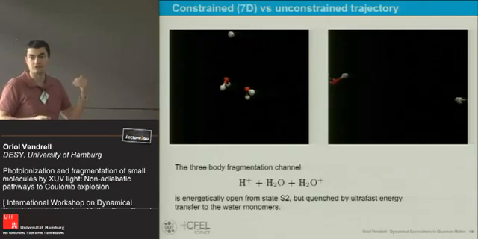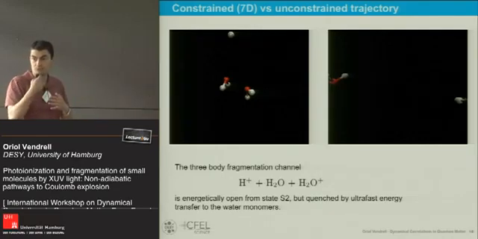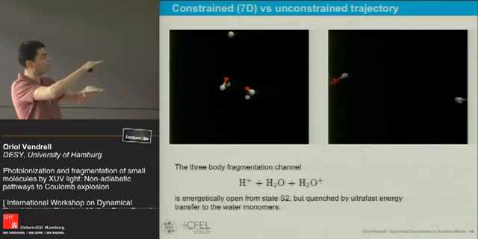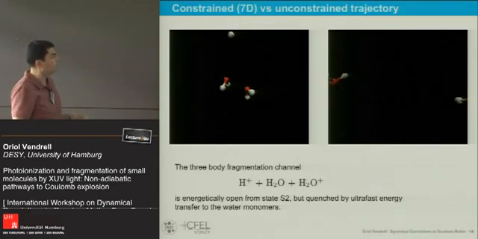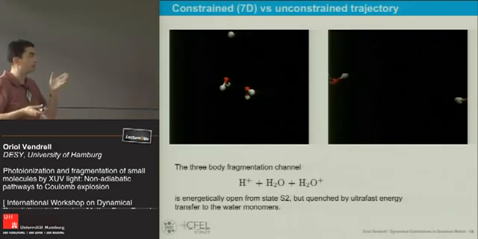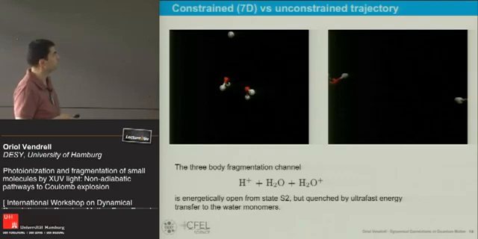If you remember from the very beginning of the talk, this channel was open from the energy of the upper cationic state that we are considering, but there is no way to reach it kinetically. The energy flows too quickly into vibrations, and then this channel cannot be reached. So, okay.